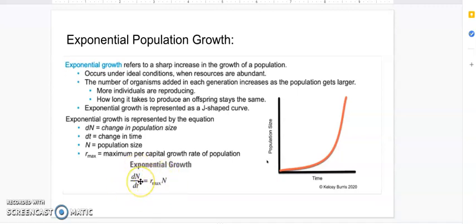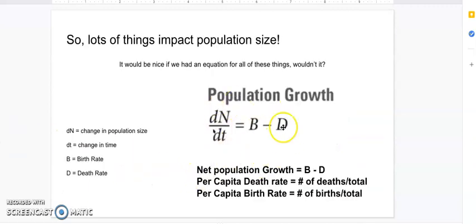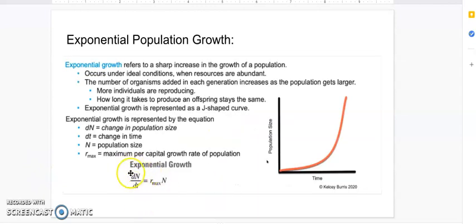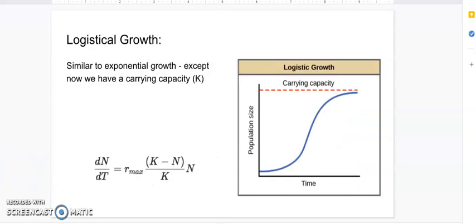So a lot of this looks similar to the things we saw in the calculations from yesterday. The one thing I want to point out is this dN over dt. Remember, that is equal to the B minus D, birth rate minus death rate. So if we know this information, the birth rate and death rate, we can figure out dN and dt, which can then be just plugged in to this equation. So we don't always need the change in time or the change in population size to solve for this, as long as we know the birth rate and the death rate.